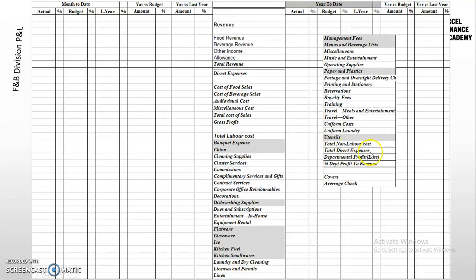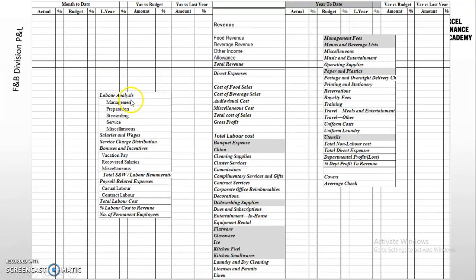Here you can also see we have covers and average check as additional statistics which we want to see, which are not in the standard P&L, because we want to see the cover, quantity and value for comparing the revenue with the budget and last year, and also the expenses, which are usually seen as a percentage of the total revenue. So this percentage column is a very important column when we are analyzing the P&L, which we are going to look at in other videos as well.